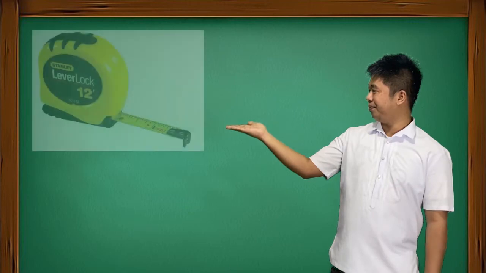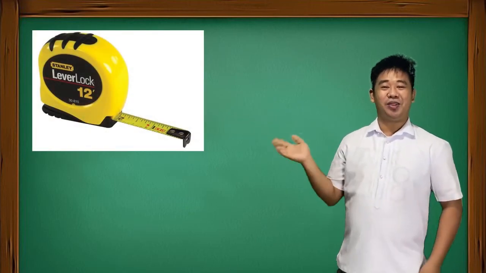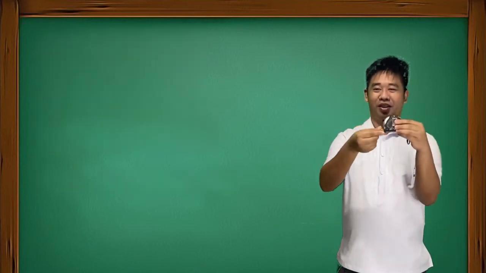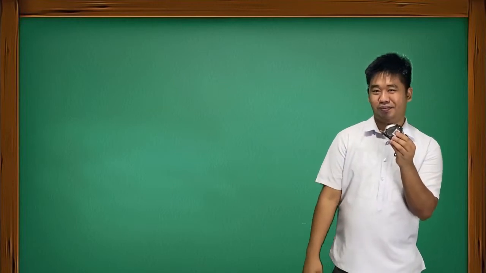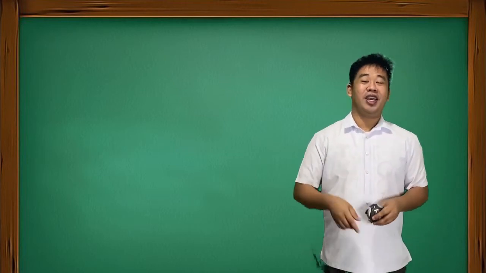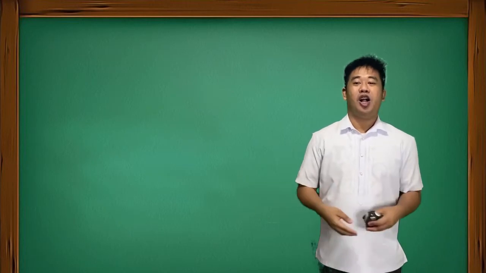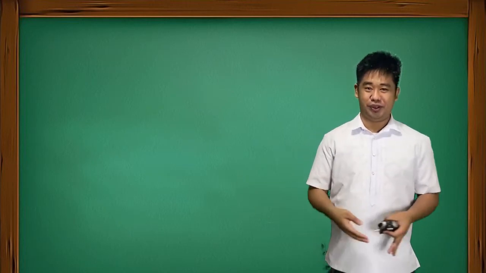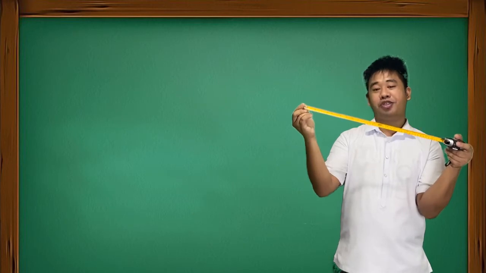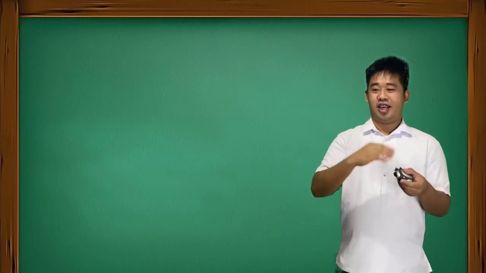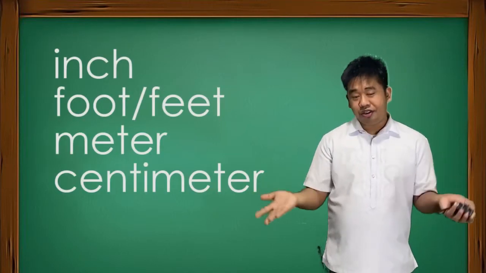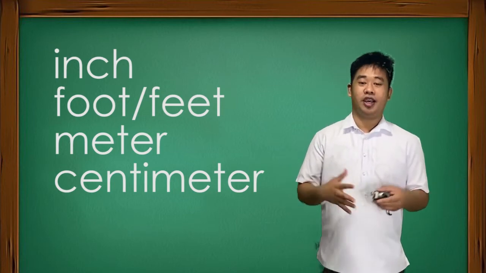What do you call this one? Very good. That one is what we call the pull-push rule, just like this one. What is the function of the pull-push rule? Yes, Maricar? Very good. The pull-push rule is a measuring tool used to measure long pieces of stock or long pieces of wood. What are the units that we can see on the flexible tape of the pull-push rule? Yes, Carmina? Very good. So we have inch, foot or feet, meter, centimeters, etc.